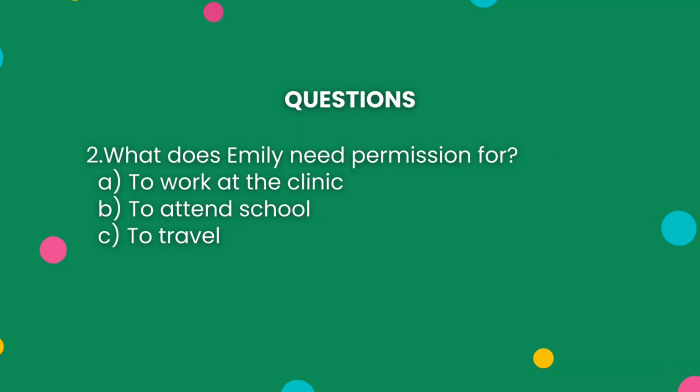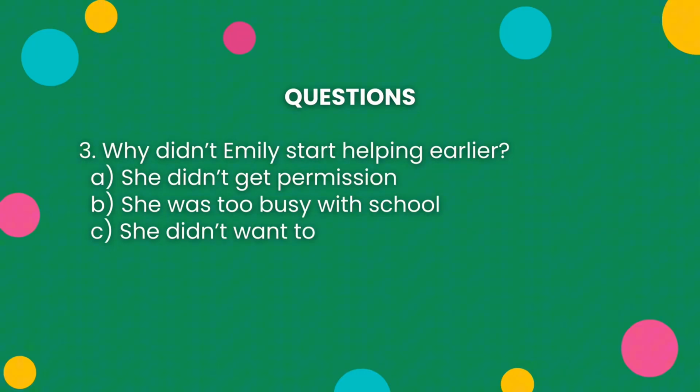A. To work at the clinic. B. To attend school. C. To travel. 3. Why didn't Emily start helping earlier? A. She didn't get permission. B. She was too busy with school. C. She didn't want to.